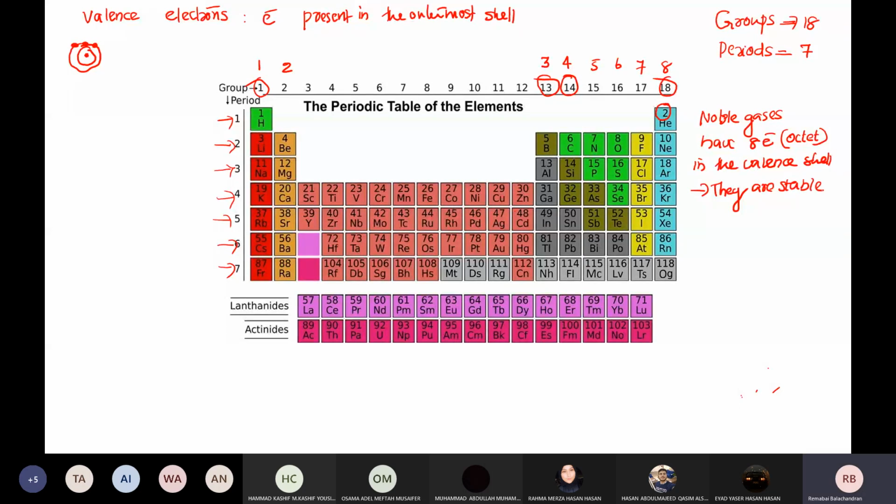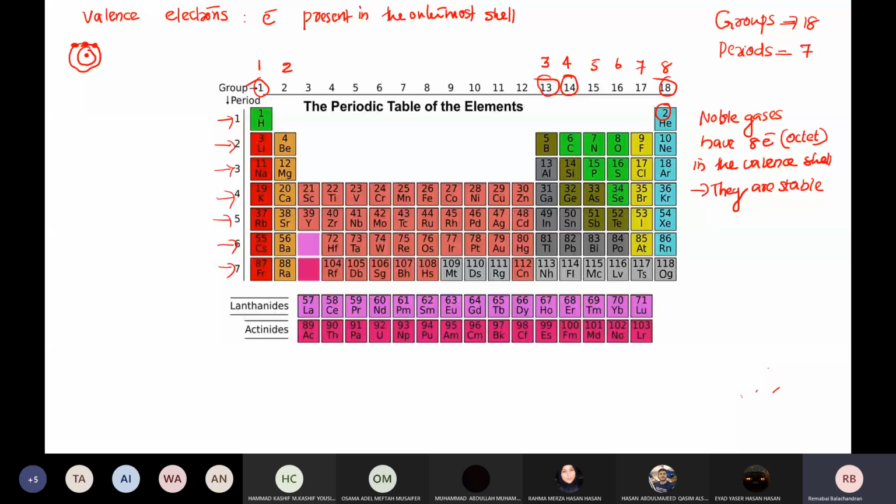You know, stable means mustakar. They do not take part in bond formation. They don't give electrons, or take electrons, or even share electrons. Is it okay? You understood what I meant? Yes, doctor. Okay, all of you understood, right?